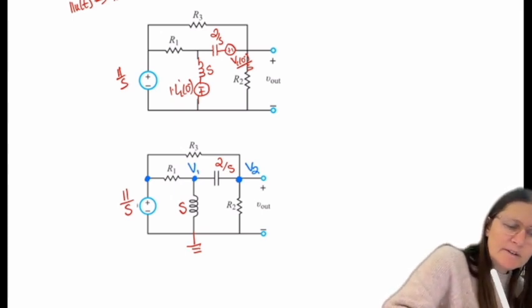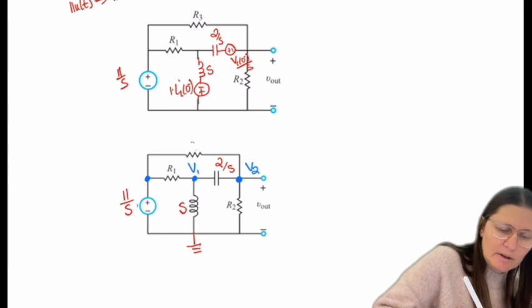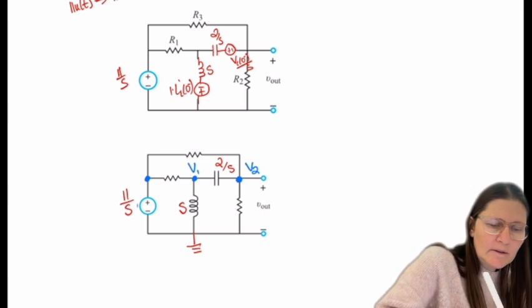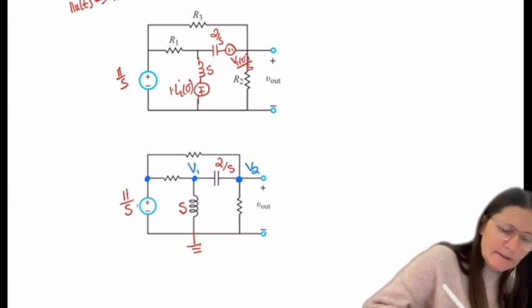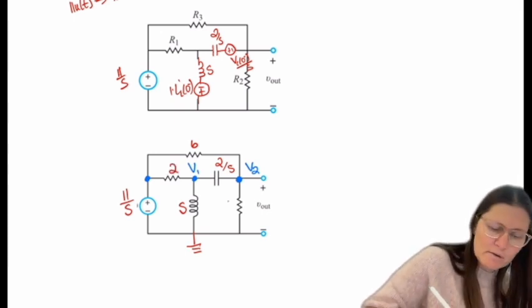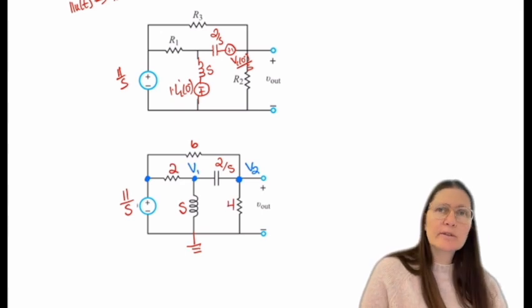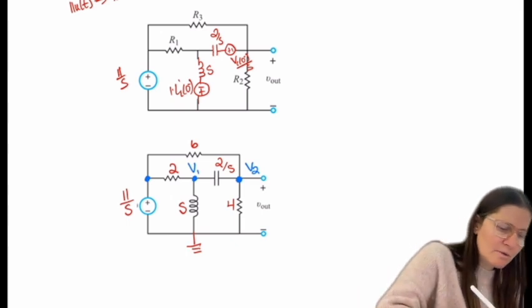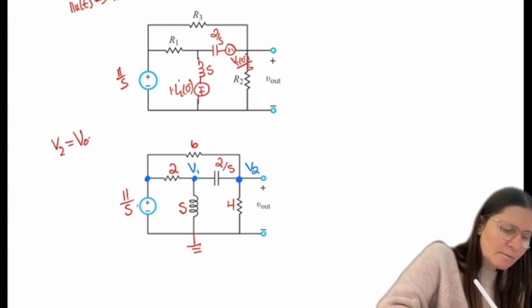I'm going to also replace these values just to make it a little easier to see visually. This one is 6, this one was 2, and this one was 4. So this is the circuit that we want to find V2 for, which will equal V out.